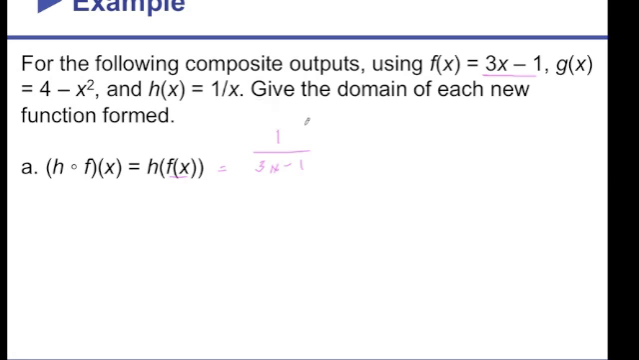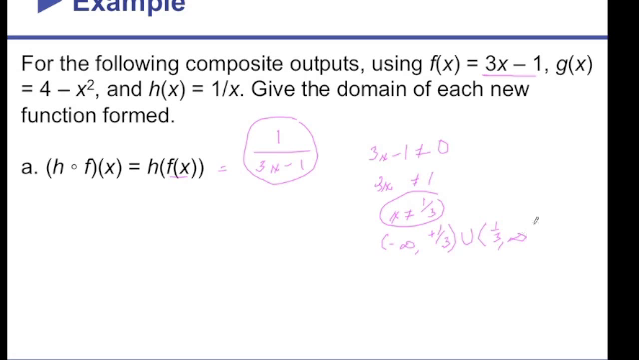So this is the function, and the domain, well, we know when we have a fraction that 3x minus 1, the denominator, cannot equal 0, so 3x cannot equal 1, and x cannot equal 1/3. And in interval notation, that would be negative infinity to 1/3, combined with 1/3 to infinity. This would be the interval notation.